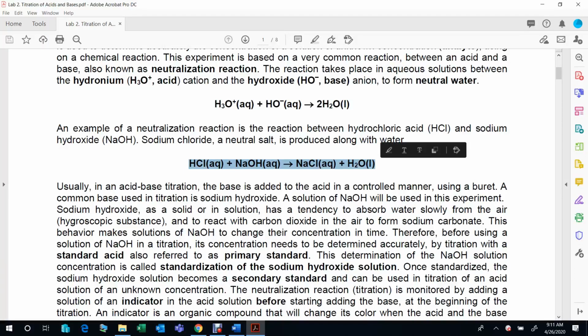So there are 2 steps. First, to titrate sodium hydroxide using KHP to figure out the exact concentration of sodium hydroxide. The second is to titrate hydrogen chloride with sodium hydroxide to figure out the exact concentration of hydrogen chloride acid.